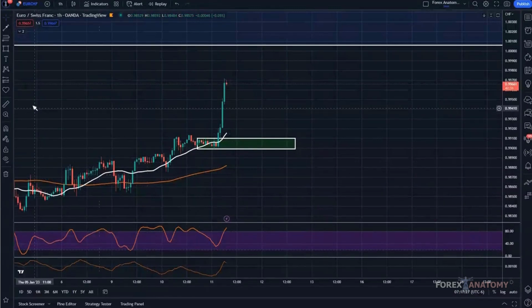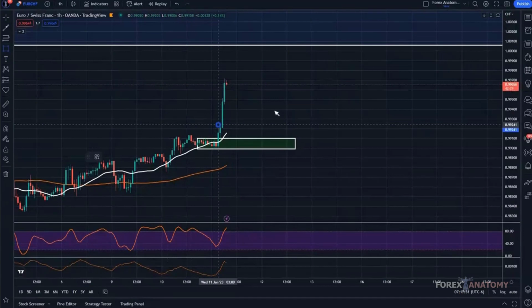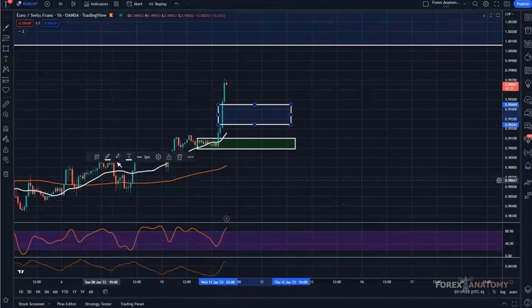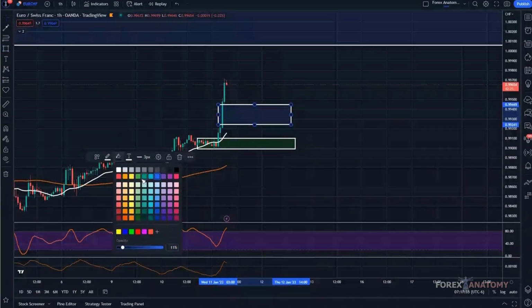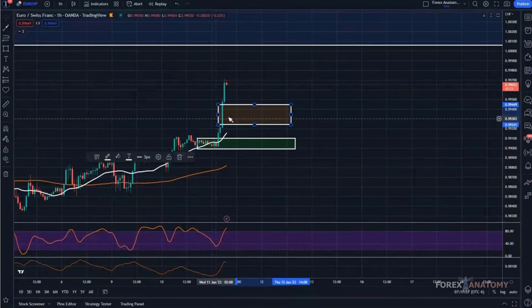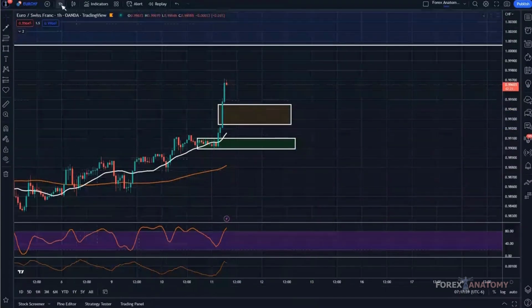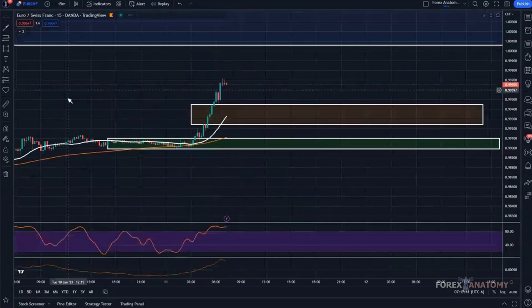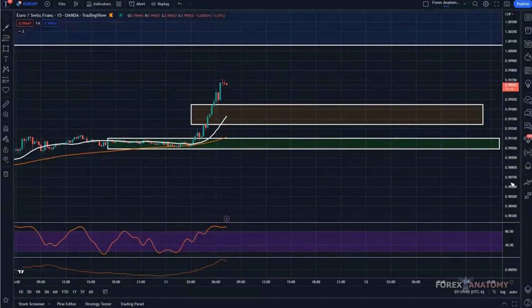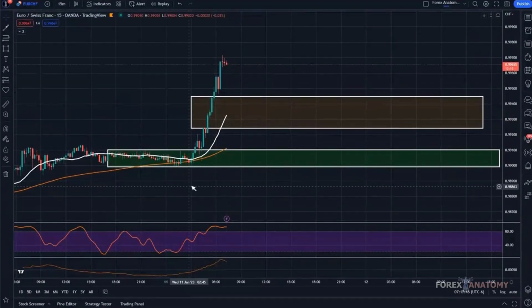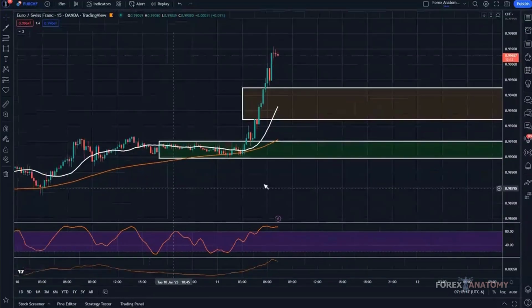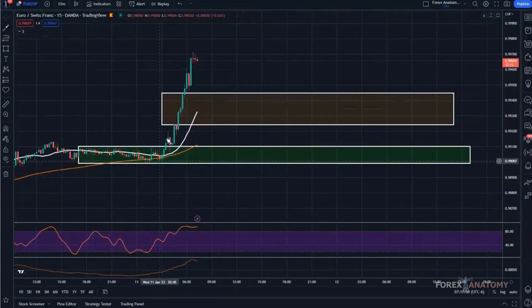So I'm going to draw in this zone right here, but I may modify it. I may modify this particular zone. So we're going to go down to the 15 minute. We're going to see what the 15 minute shows us. Yeah, 15 minute doesn't give us too much to go off of.